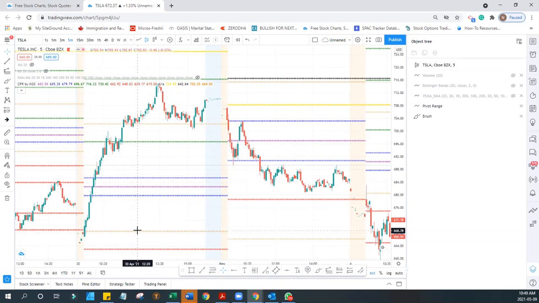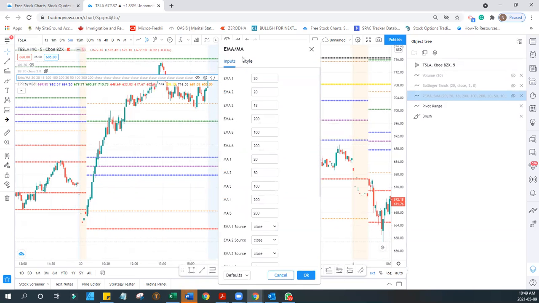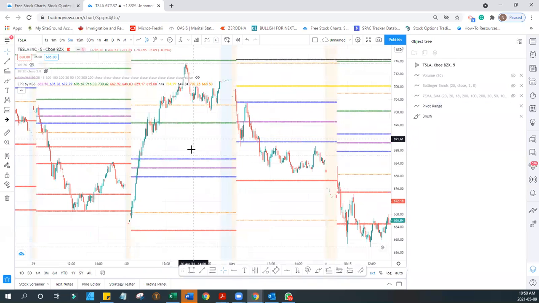In my chart, orange is either the previous day high or previous day low. Green is the weekly pivot. Red is the support and resistance, like S1, S2, S3. Yellow is my weekly, and black is my monthly pivot. Pivot is nothing but the support level.